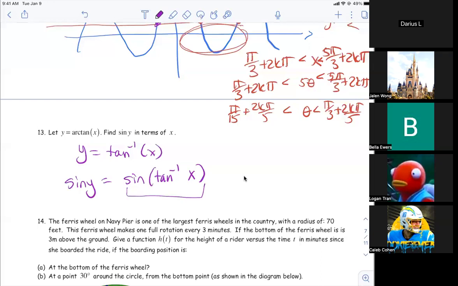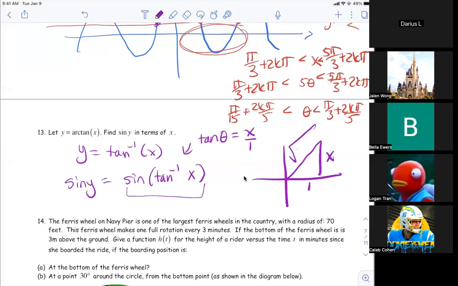So if I want this inside, it means tangent of theta equals x, or x over 1. If we draw a triangle where that's the case, x over 1, then I can find the hypotenuse, which is just the square root of x squared plus 1. So sine y is just going to be x over the square root of x squared plus 1. And no need to rationalize if there are variables under a radical. Just leave it as is. You rationalize if there are just numbers under a radical in the denominator, but if there are variables, just leave it as is.